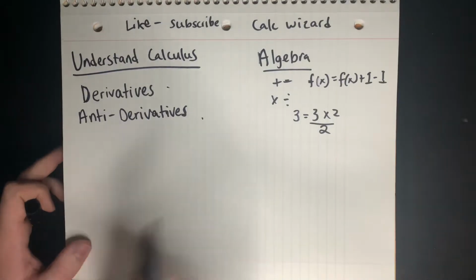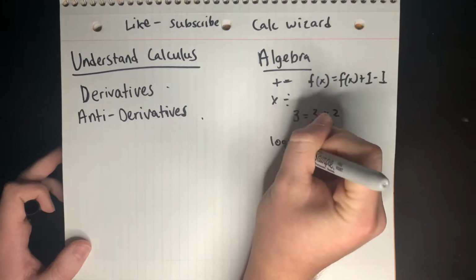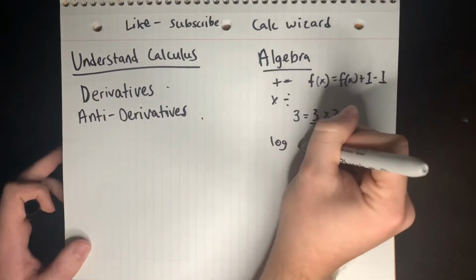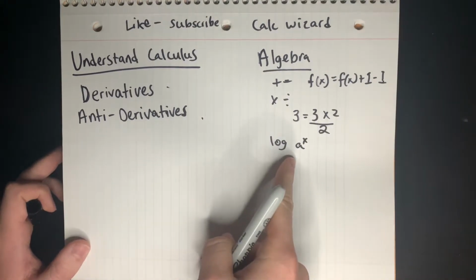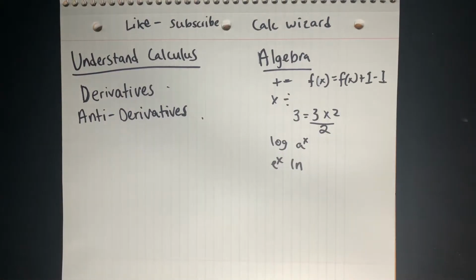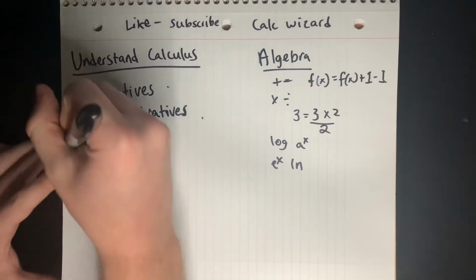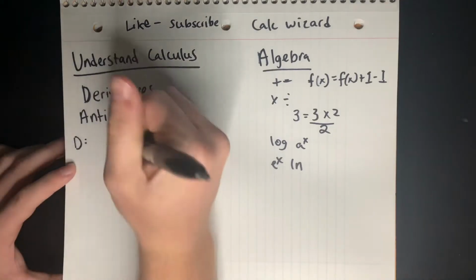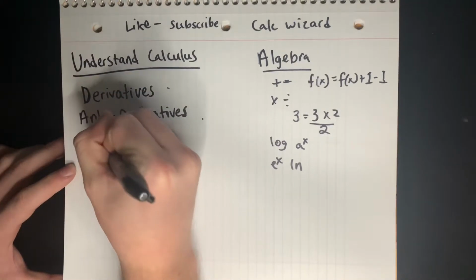You also were taught how logs canceled out numbers to an x power, and how our natural log and e to the x canceled out. So back to calculus, we're going to have to understand that derivatives and antiderivatives are just operations that cancel each other out. So we're going to go into the definitions of derivatives and antiderivatives. First, we're going to start with derivatives because we love them a little bit more.